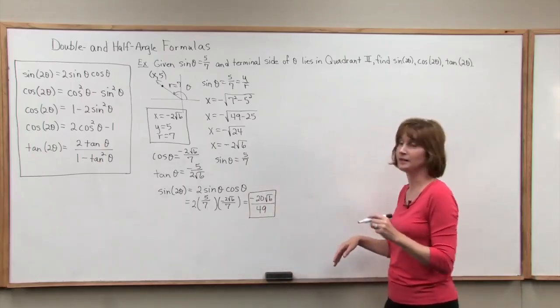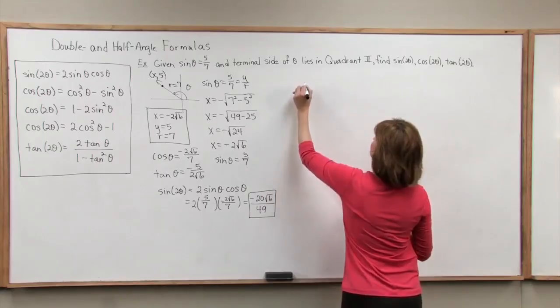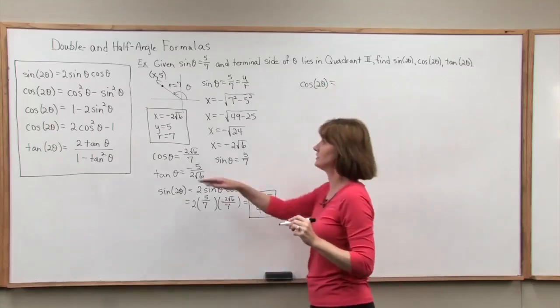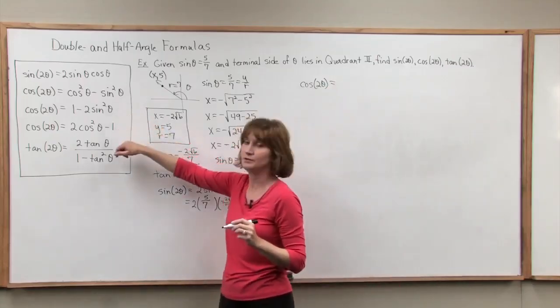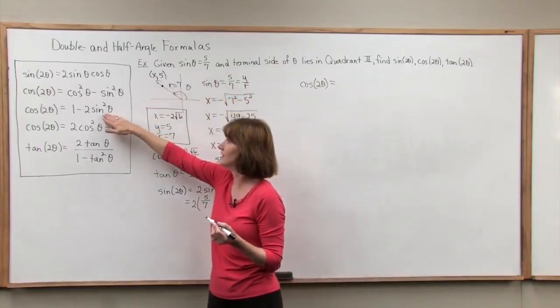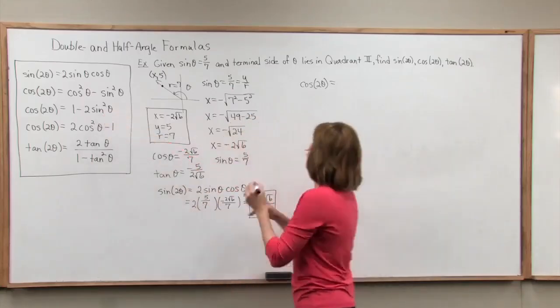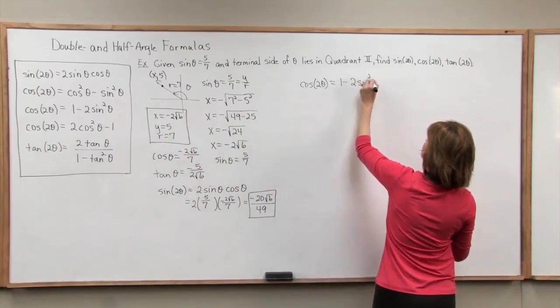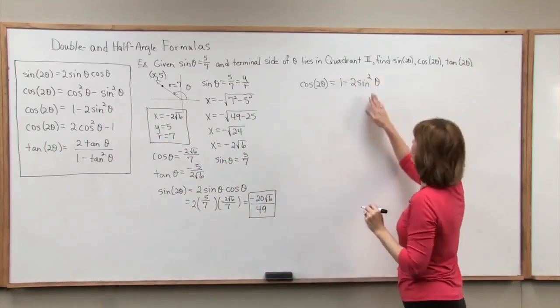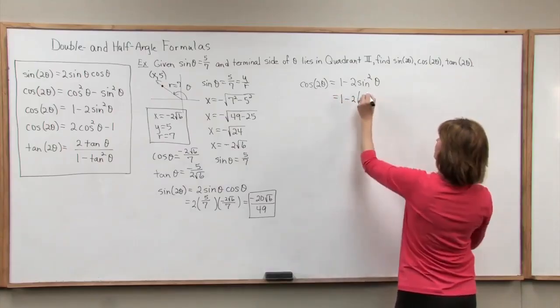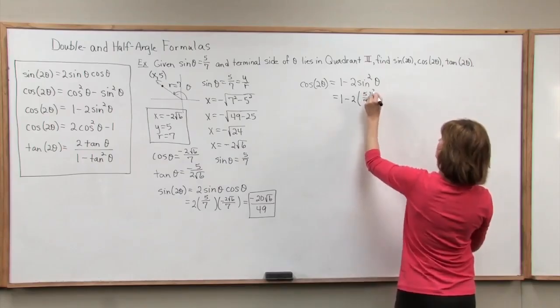Now let's find cosine 2 theta. Well, notice that there's 3 identities for cosine 2 theta. Since we were given the sine of theta, the easiest one to use is the identity that only involves sine of theta. So I will use 1 minus 2 sine squared theta. And then we just have to plug in our value. The sine of theta, remember, was 5 over 7.